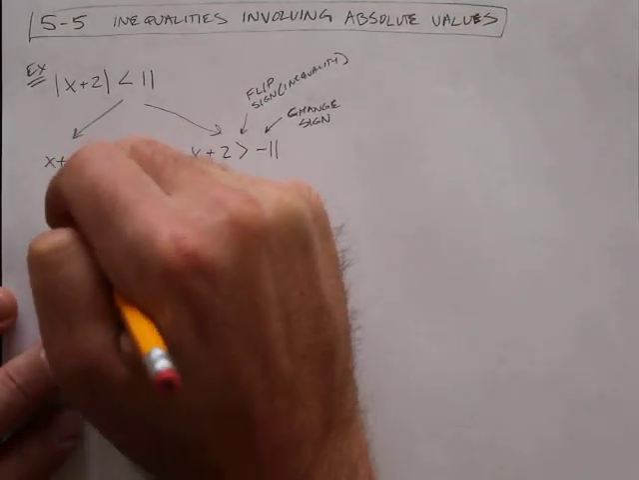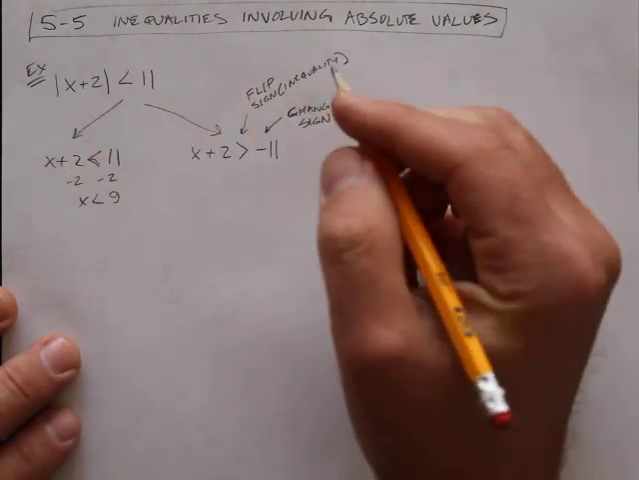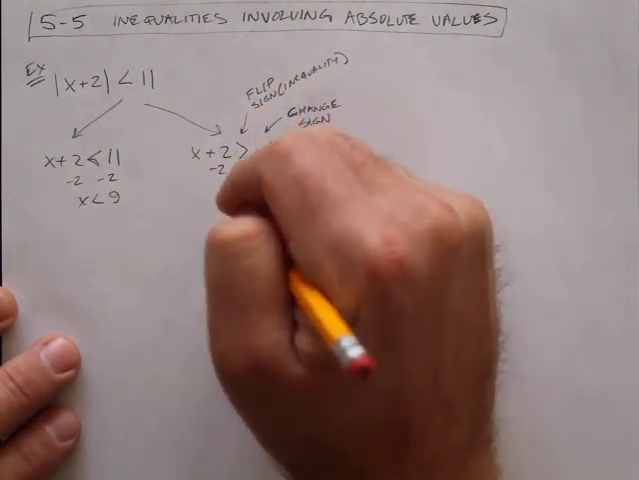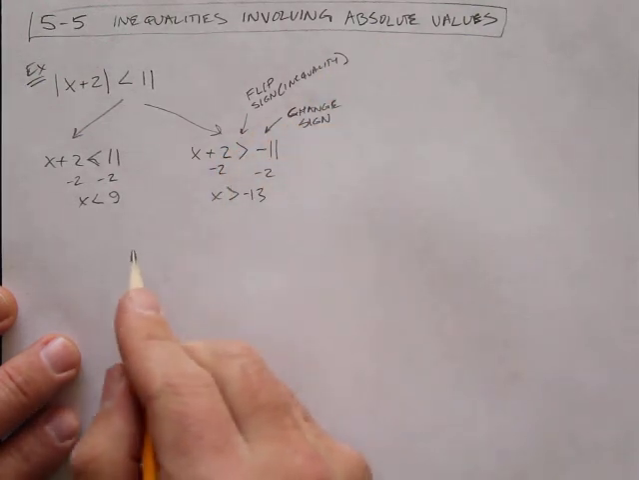Subtract 2 from both sides. X is less than 9. And subtract 2 from both sides. X is greater than negative 13.